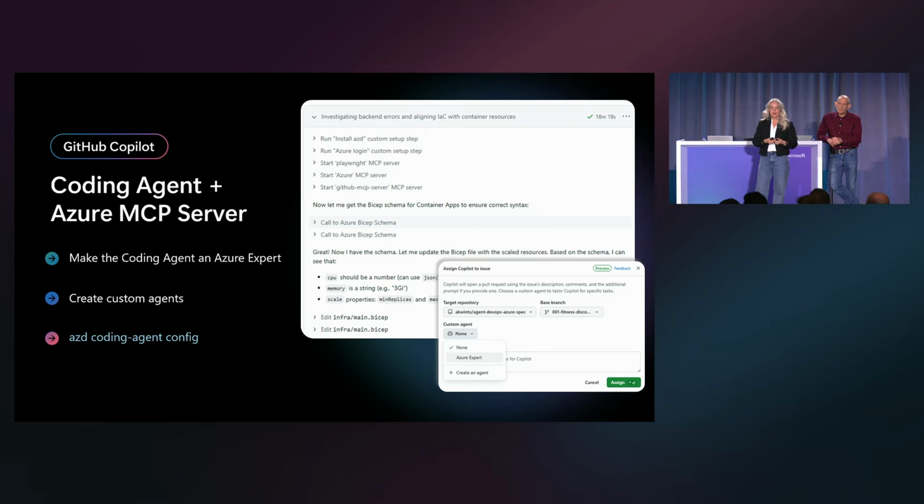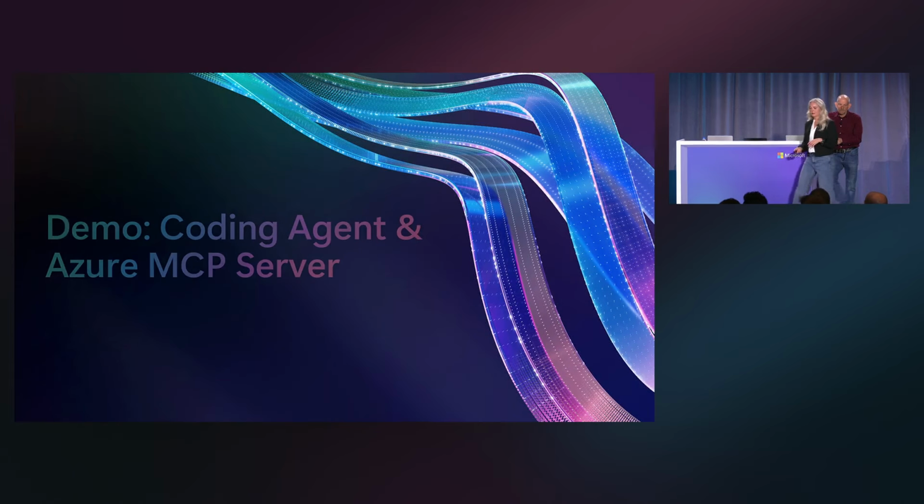We also have a new command, AZD coding agent config. This helps you set up the connection between the coding agent and the Azure MCP server securely. It walks you through all of the identity steps to get it set up correctly and securely. So really great, easy way to get that configured and going. We're going to take one really quick look at this.